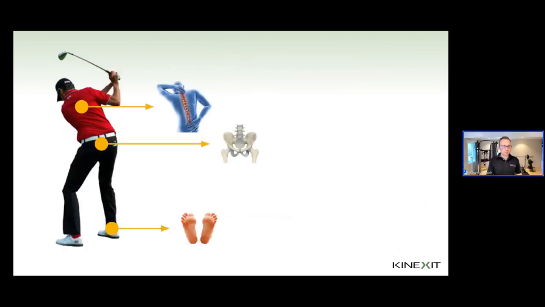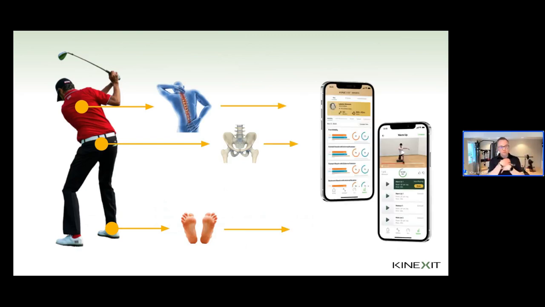Now, at the end of the day, it's all about finding, can the player move in these different planes? What's going on in the thoracic spine, in the hips, in the feet? And then from there, we'll provide feedback and we'll provide different drills to help the player improve. So what I was thinking we can do now is give you a little bit of a taste of one of the tests. Now, in this short time, this is more for inspiration. If you want to learn more, if you're interested in Kinexit, we're happy to help you.